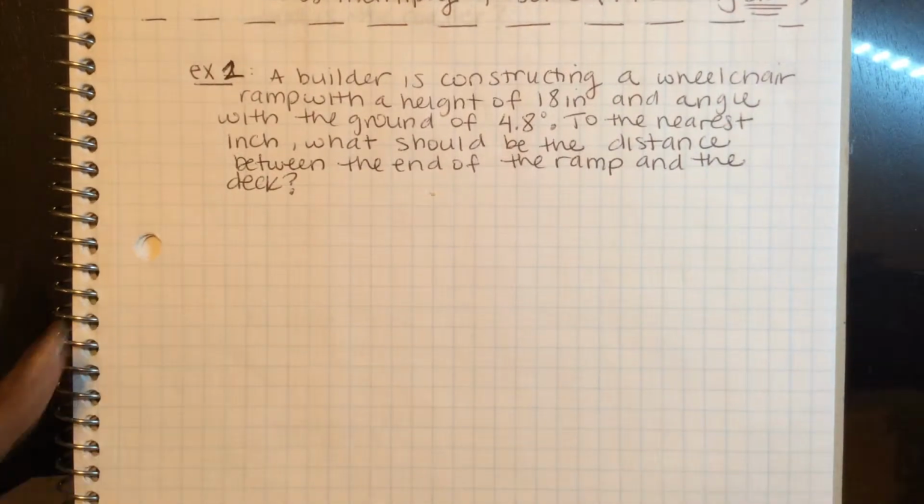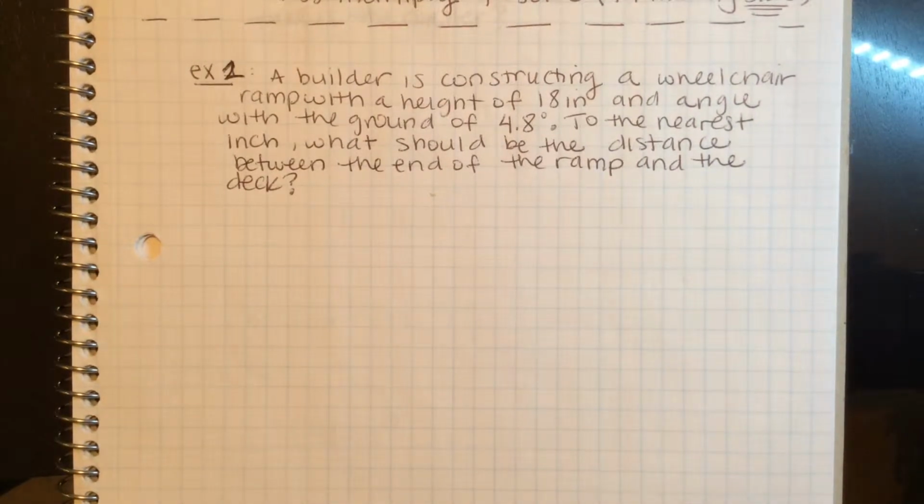So here is example 2. A builder is constructing a wheelchair ramp with a height of 18 inches and an angle with the ground of 4.8 degrees. To the nearest inch, what should be the distance between the end of the ramp and the deck?